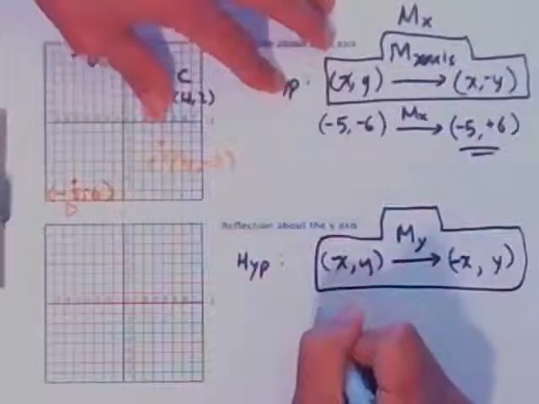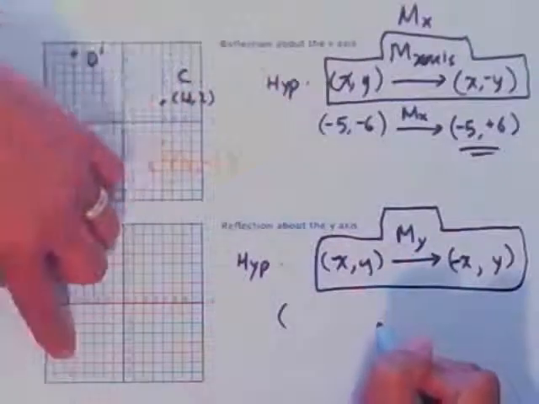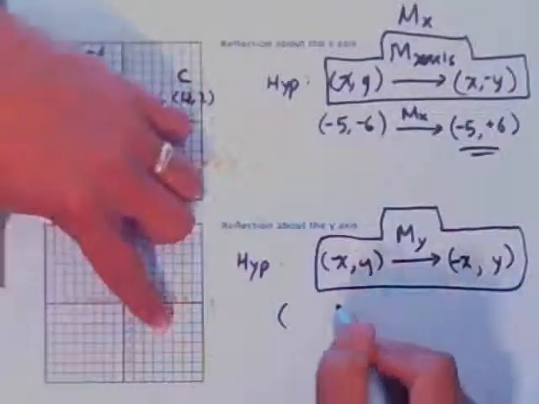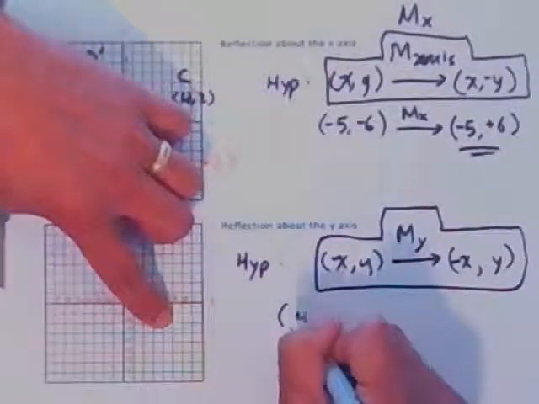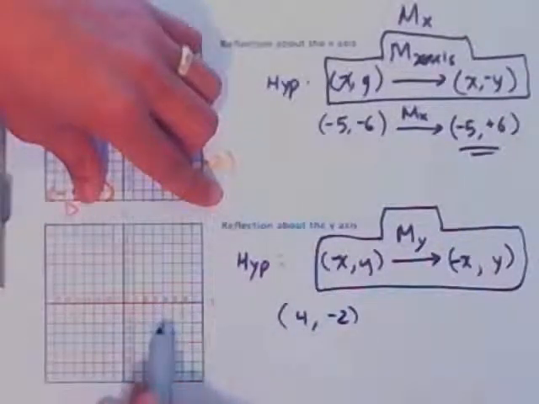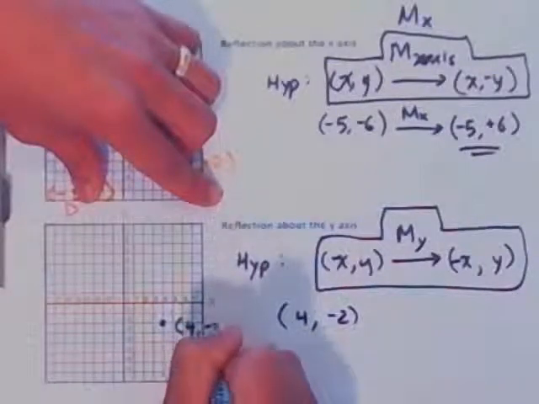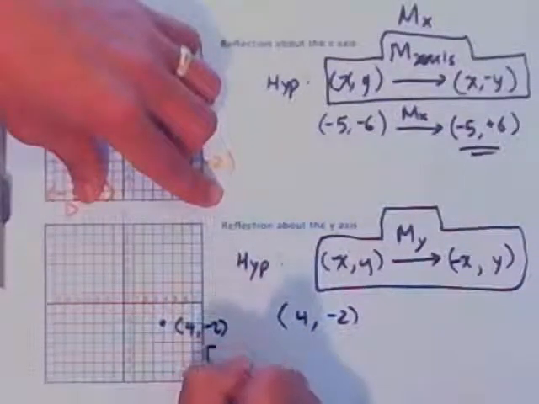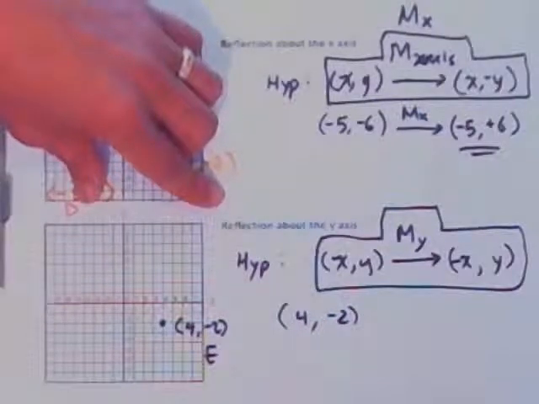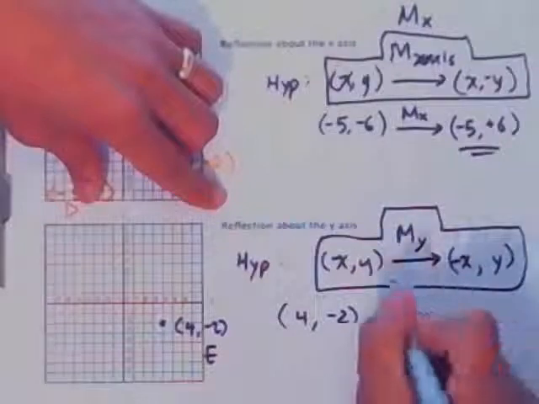Okay. Let's pick a point. I don't care. Third quadrant, fourth quadrant. Let's pick a point in the fourth quadrant. It's going to be 4, -2. Going 4 to the right and down 2 units. So that's 4, -2. Let's call this point E. That's our pre-image. And then we're going to mirror it about the y-axis.